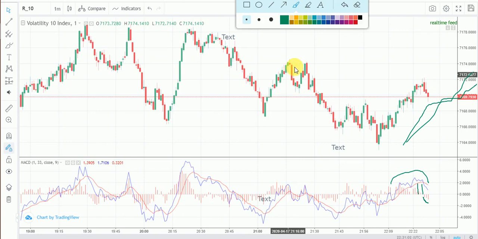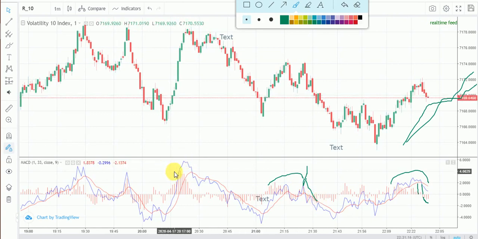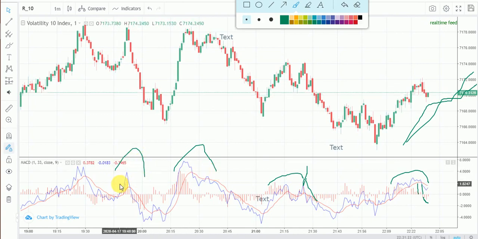Now look at the other places where it fell. If you notice, you discover that it was in a concave manner. Now it is at this point here that you place the trade, so that the remaining length will be for your winning trade. Look at this part too, it was in a concave manner. Look at here too, it was in a concave manner.